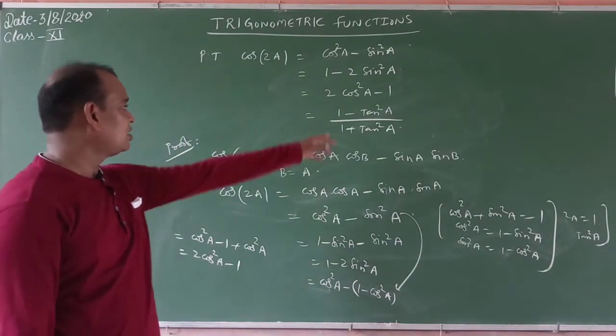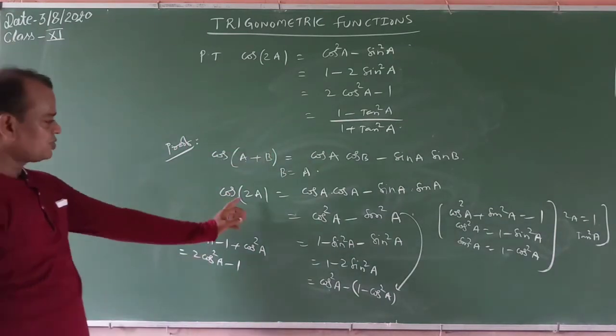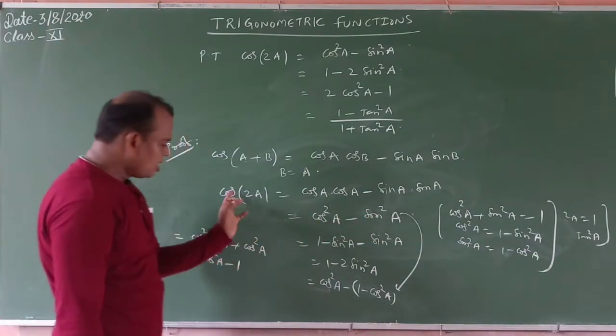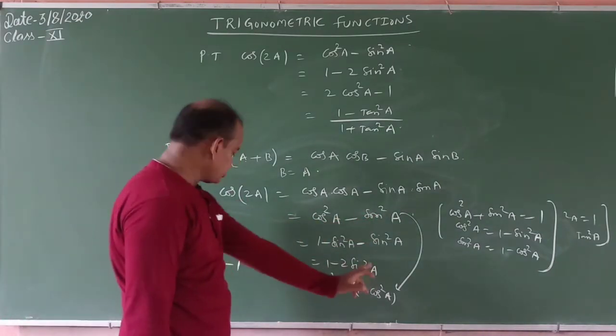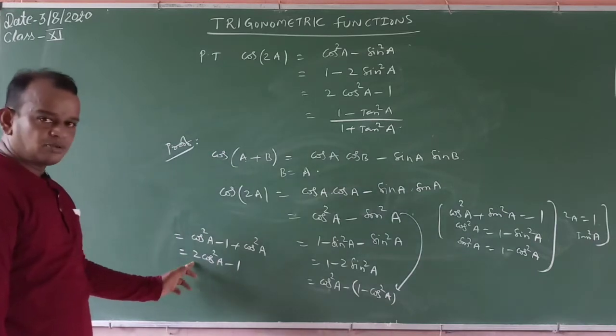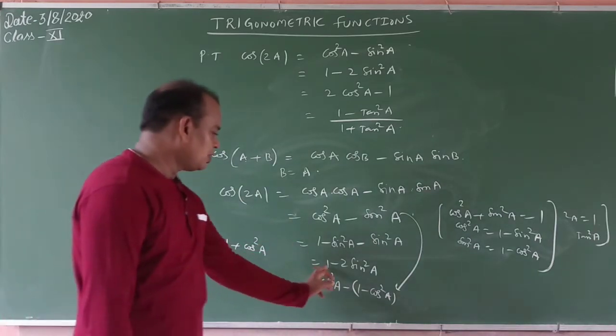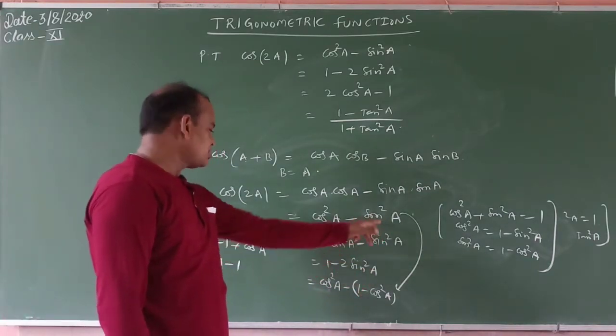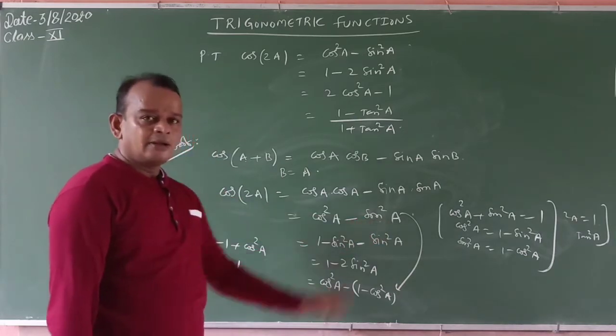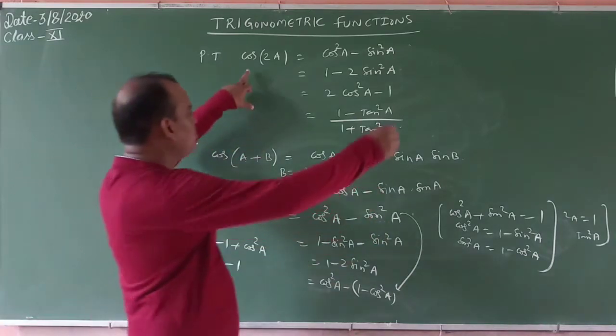Next, last one, how to do that one. What is the formula of cos 2A? Cos square A minus sin square A. Cos 2A formula: 1 minus 2 sin square A. Cos 2A in pure cos: 2 cos square A minus 1. In pure sin: 1 minus 2 sin square A. Both combined, cos and sin, means cos square A minus sin square A. Now in terms of tan, what is the formula of cos 2A? You know very well.